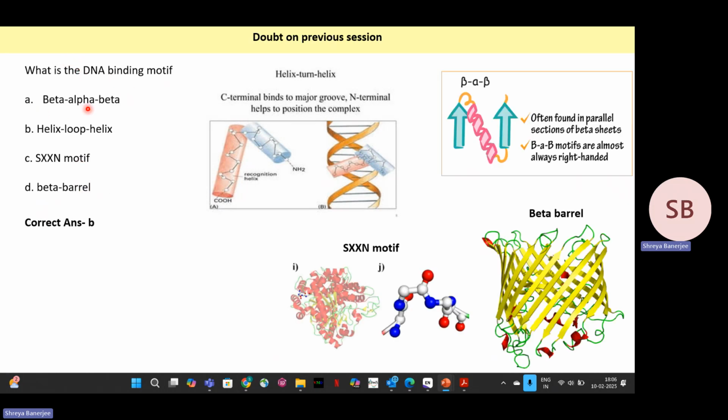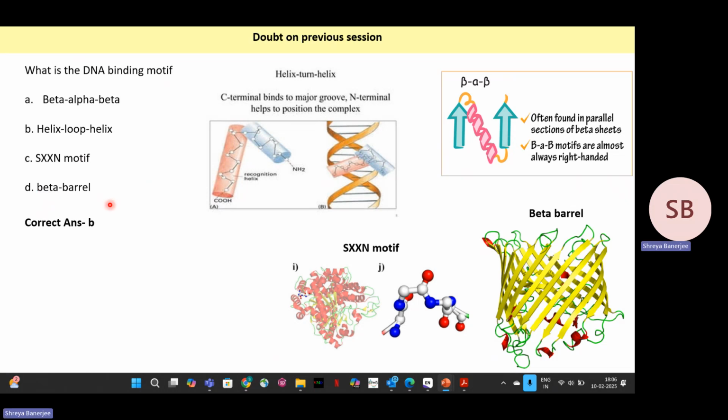So the beta alpha beta is quite simple. There is one beta strand, then an alpha helix, and another beta strand. And these two beta strands are parallel. So this is the beta alpha beta motif, which is pretty straightforward.